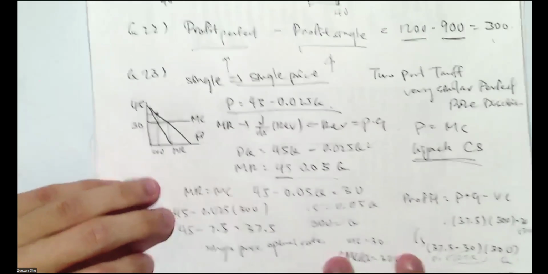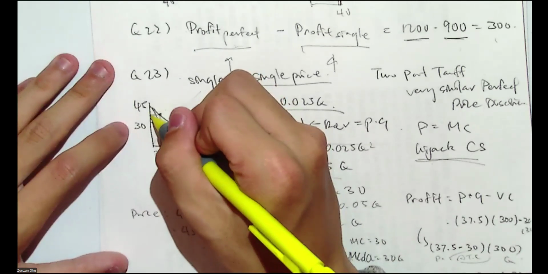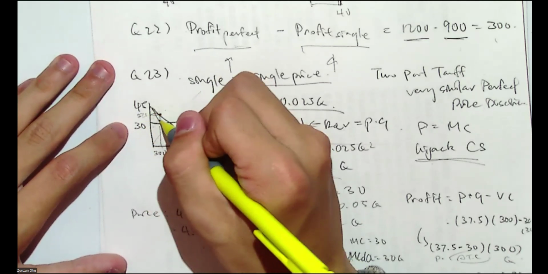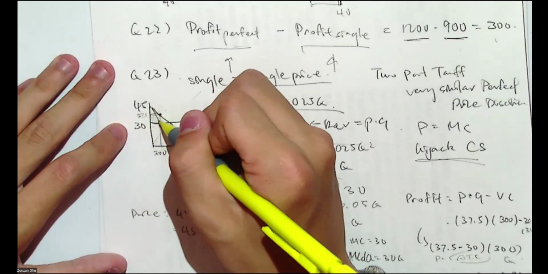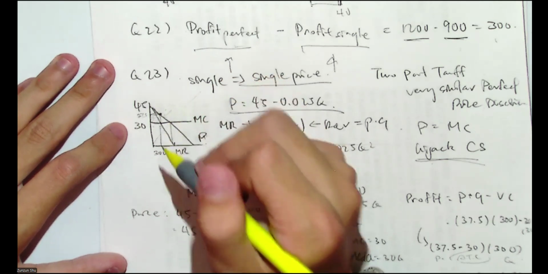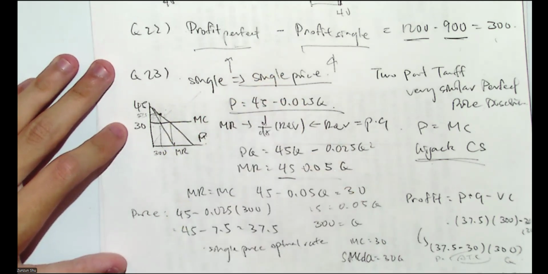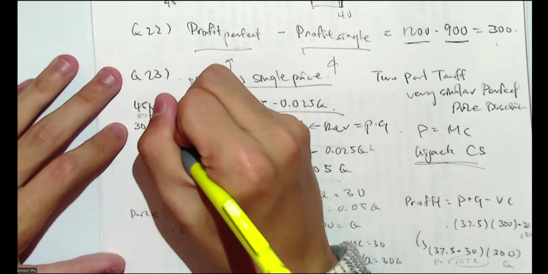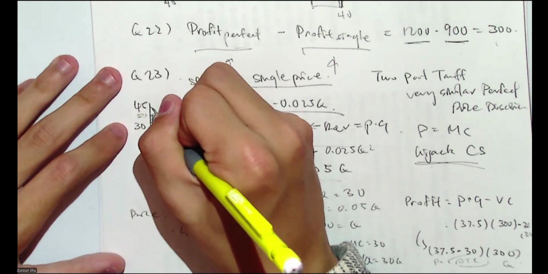Not bad. And if we go back to here, this part, 37.5. Well, first, this part is, yeah, so you see, our producer surplus is only this box.